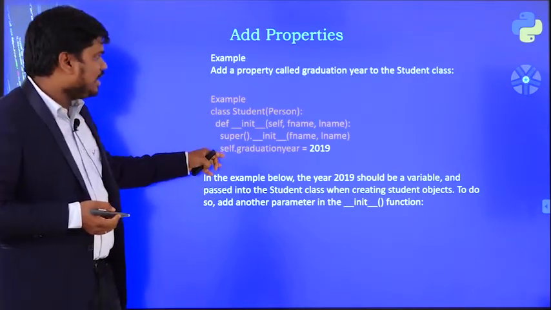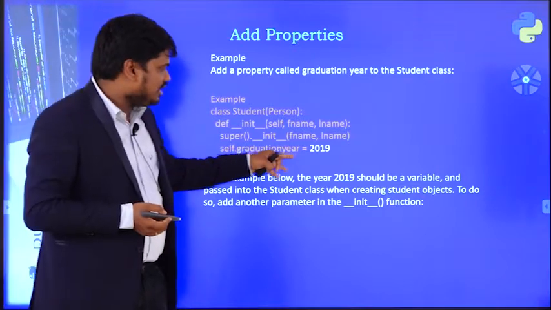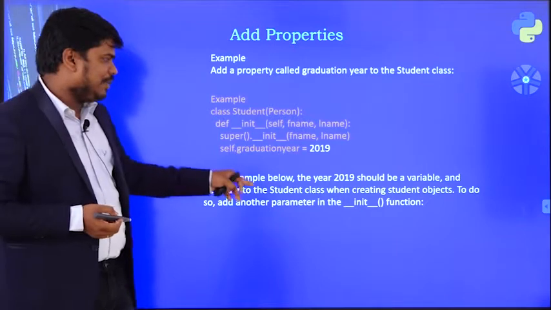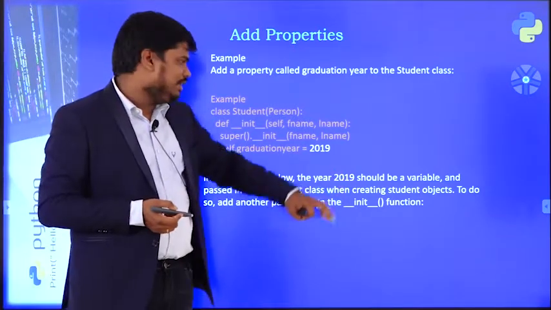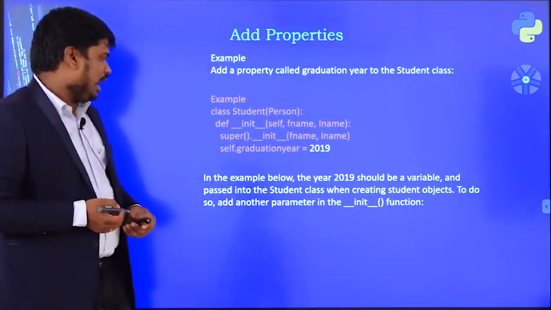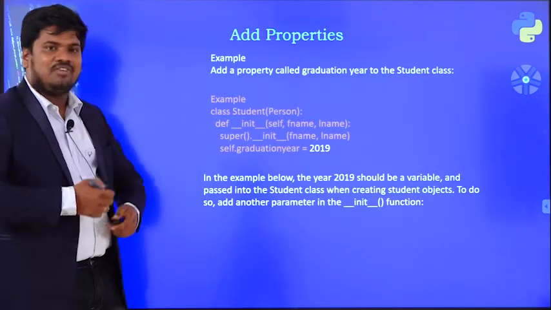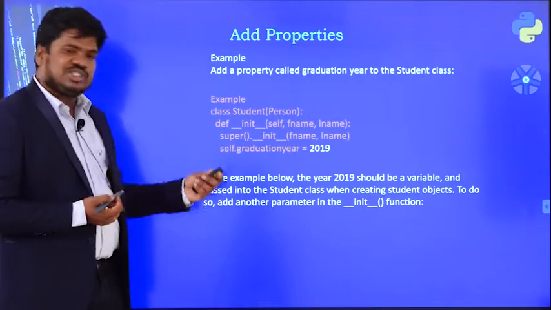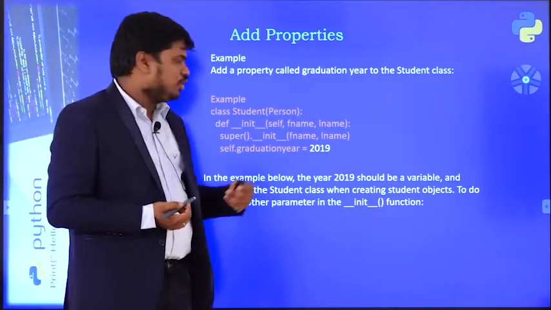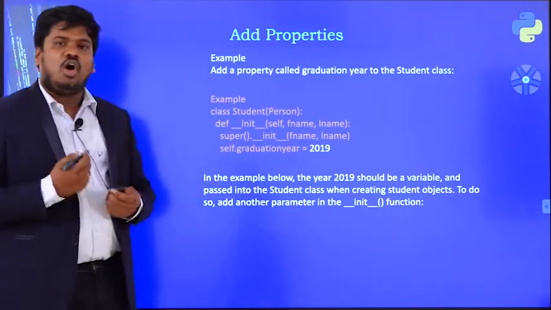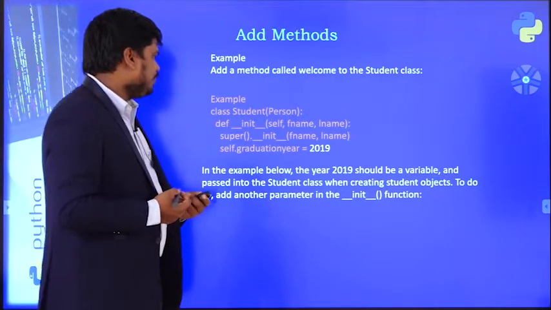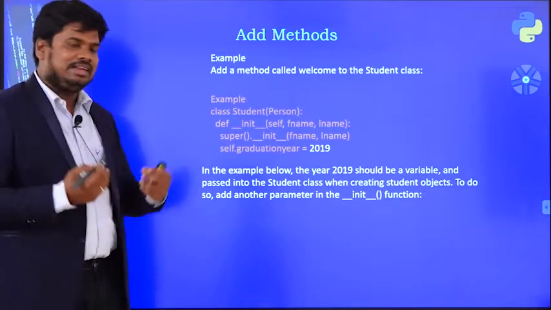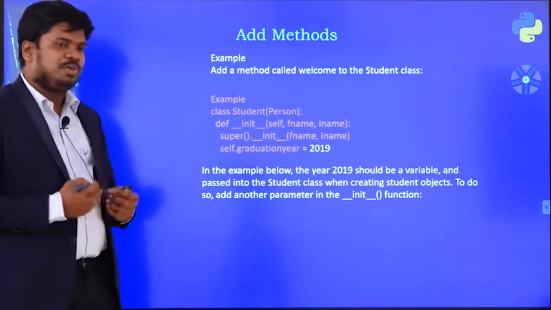And what I have done is self.graduation_year is equal to 2019. That means in this example, the year 2019 should be a variable and be passed into the Student class. First of all, I have to pass an argument dynamically to the Student class, and from there I have to take the argument. So how to work out with this example? Observe carefully. Now I'll rewrite the same thing with an improvised version.